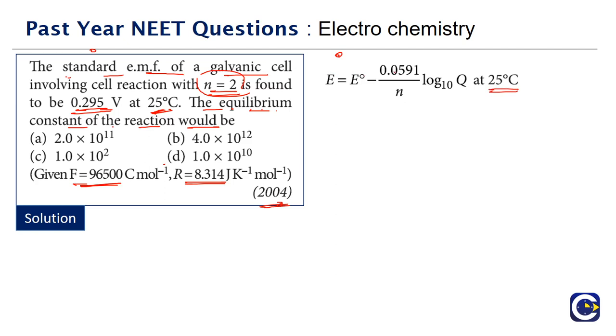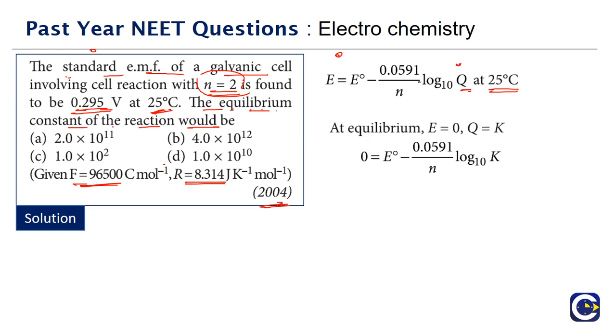minus 0.0591 by n into log Q. Q is the reaction quotient. If we are reaching equilibrium, what is going to happen? The cell EMF value will become equal to 0. At equilibrium the E value will be 0, and Q will become equal to the equilibrium constant K. So substitute it: E will be 0, so 0 is equal to E naught minus 0.0591 by n into log K.